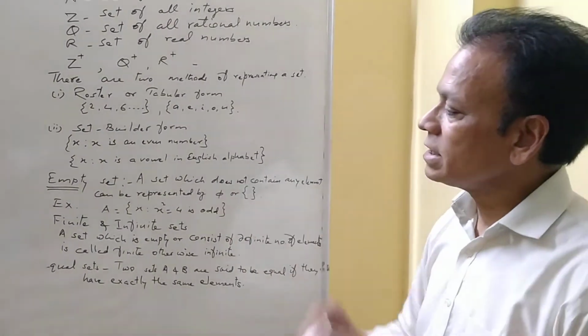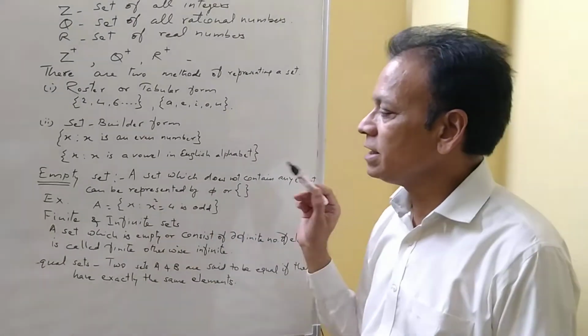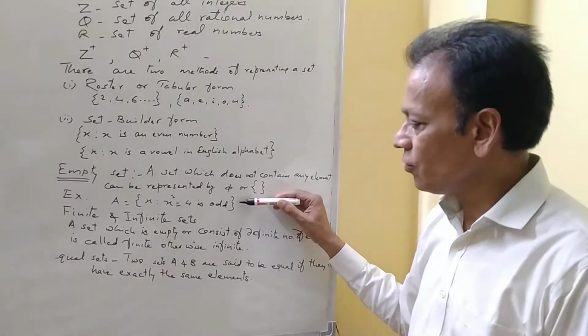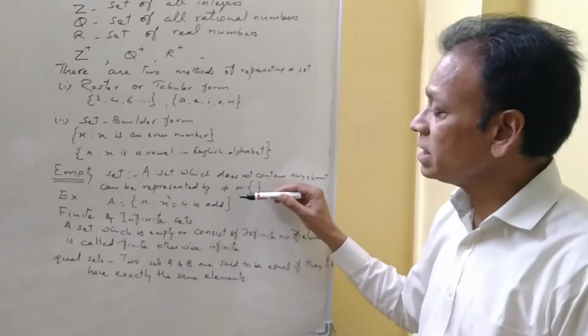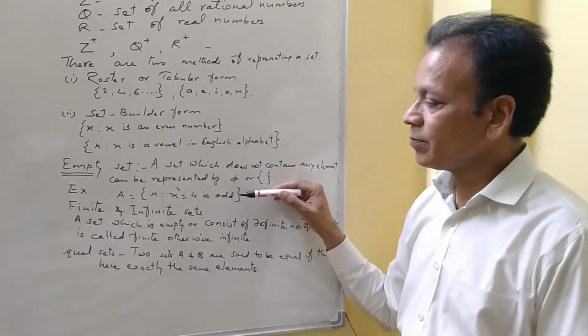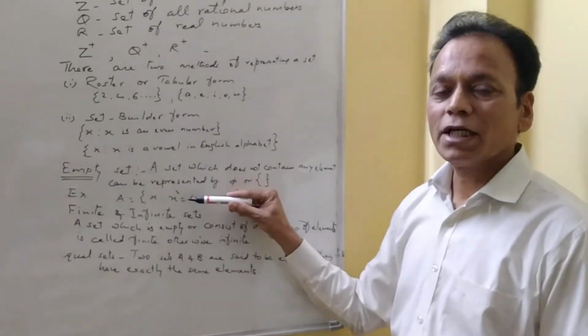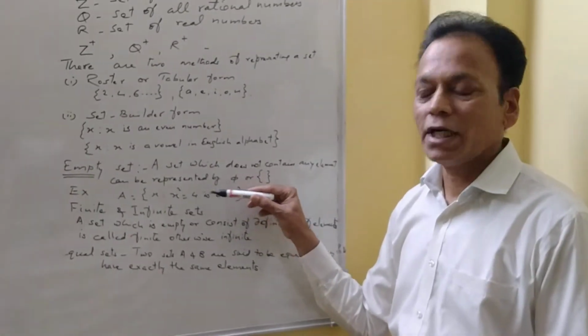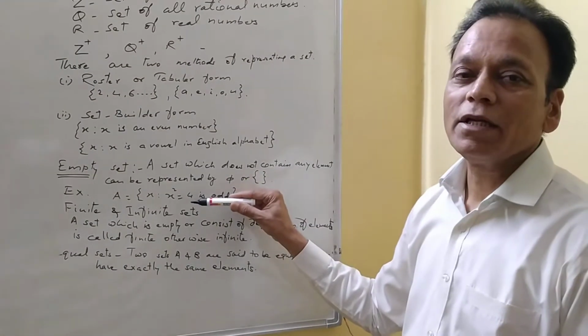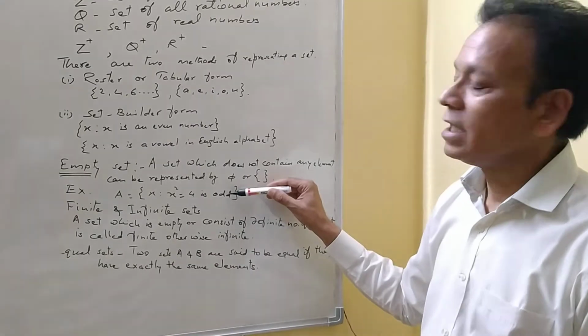Then, as an example, suppose A is the set of X such that X square is equal to 4 and X is odd. This is an example of an empty set. Why? Because if we put X equal to 1, 3, 5 and so on, odd numbers, then the result will be an empty set.